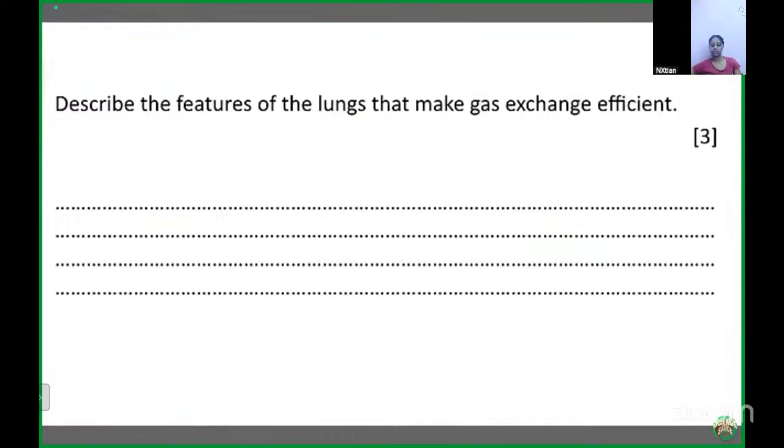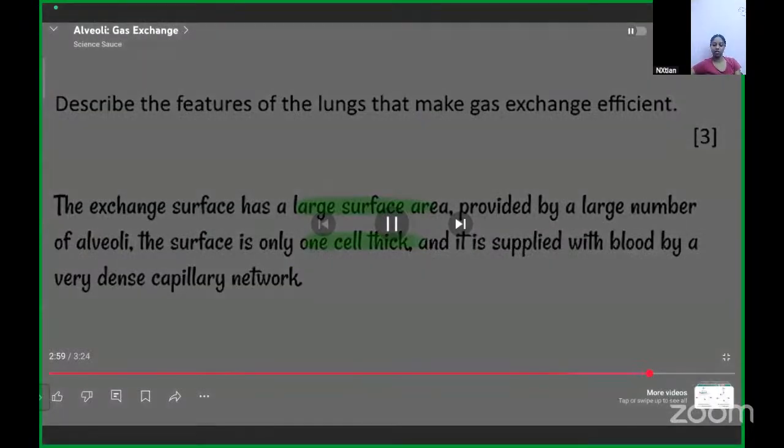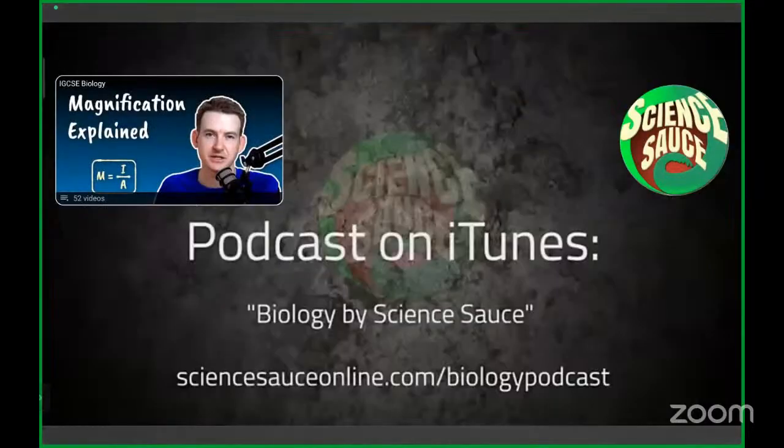A little bit of exam help on this. You might get asked to describe the features of the lungs that make gas exchange efficient. Well, the exchange surface has a large surface area, and that's provided by the large number of alveoli. If you want, you can note this down or take a screenshot of it. The surface is only 1 cell thick. Remember that provides a very short diffusion pathway. And it is supplied with blood by a very dense capillary network. So there, you're easily going to get those 3 marks.